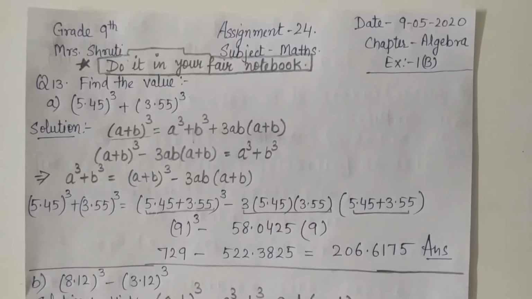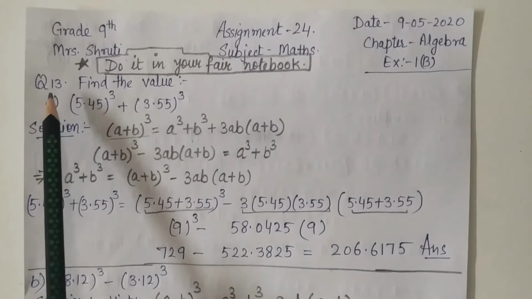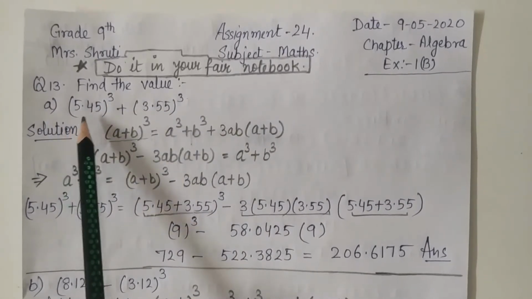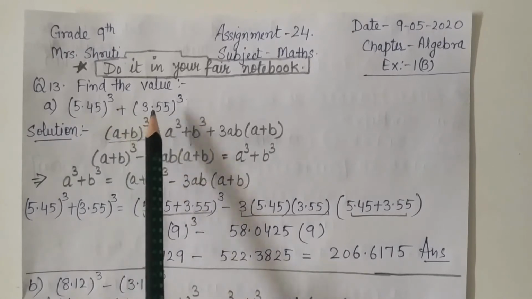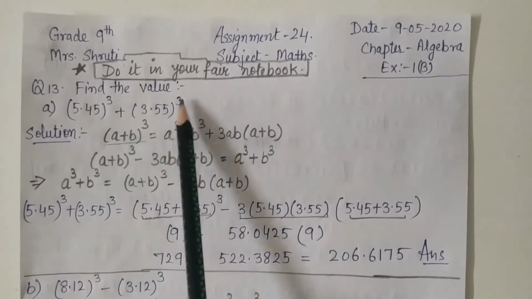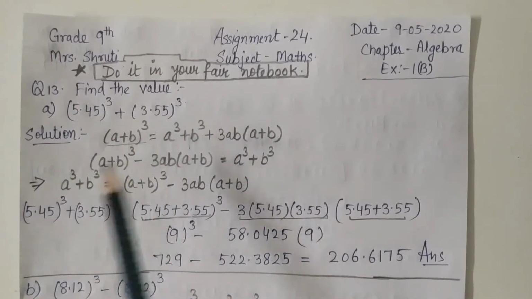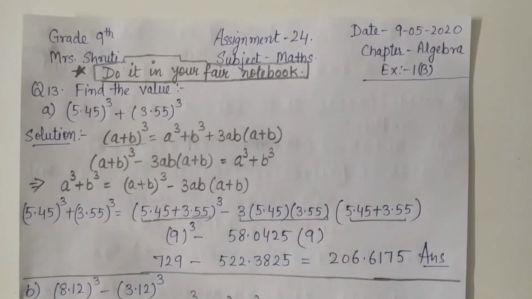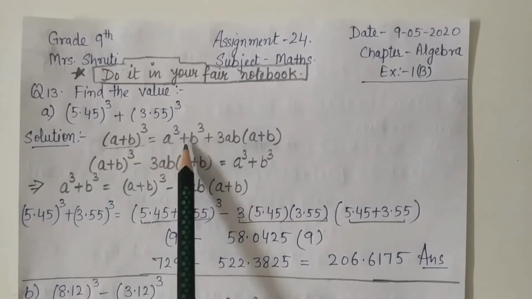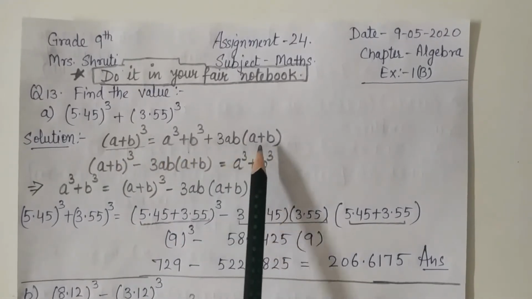So let's start. Look at your question. Question number 13. Find the value. A part is given: 5.45 of cube plus 3.55 of cube. Here cube is given to you. It means you have to use the cube formula. So what is the cube formula? (a plus b) of whole cube is equal to a cube plus b cube plus 3ab (a plus b).